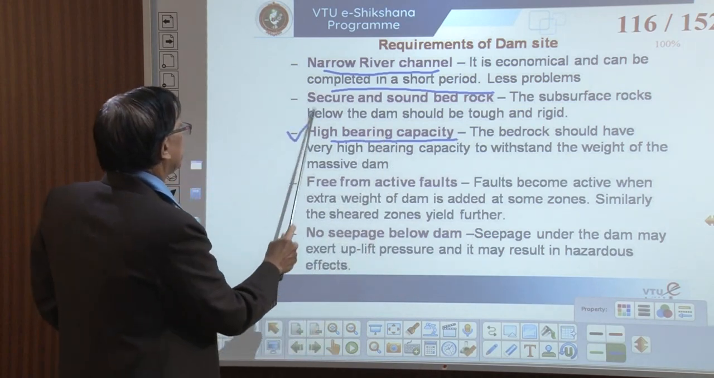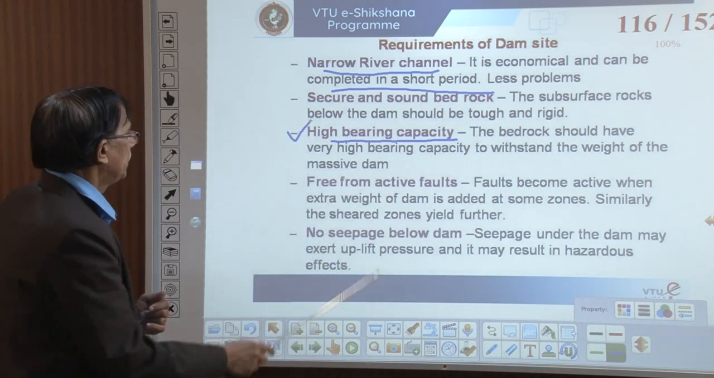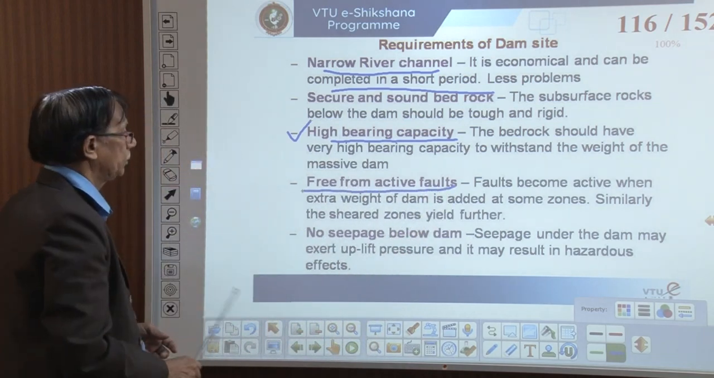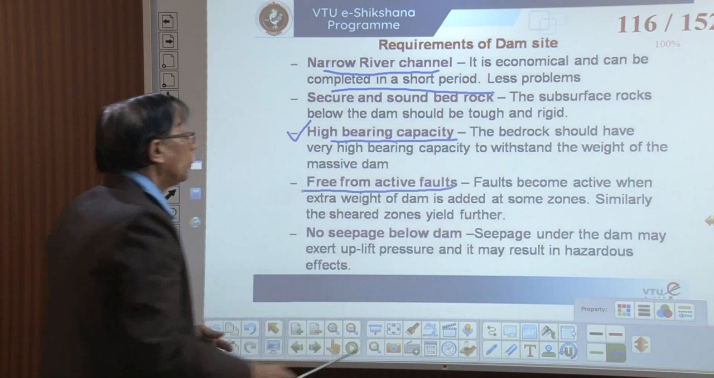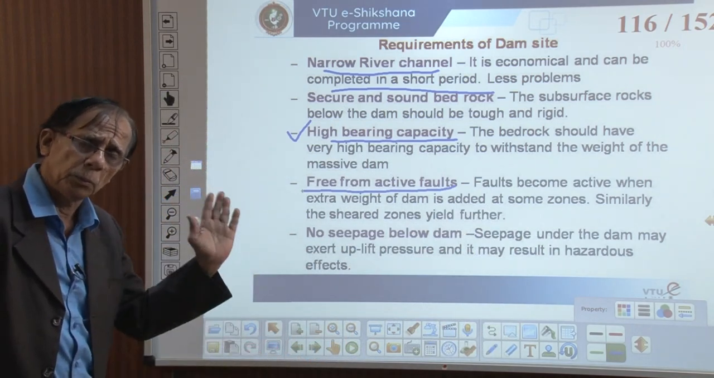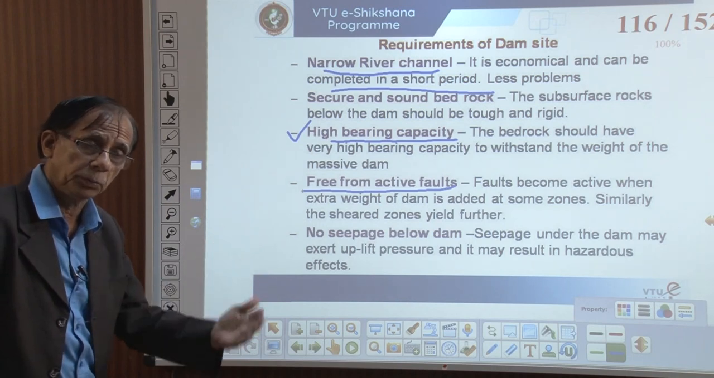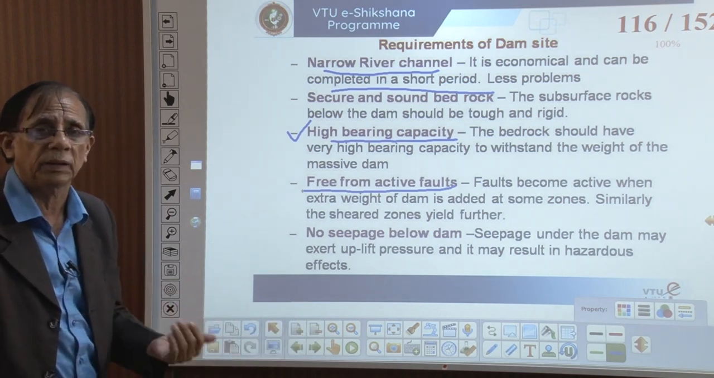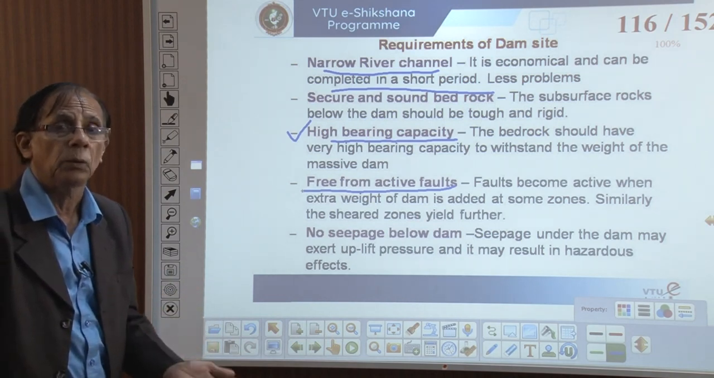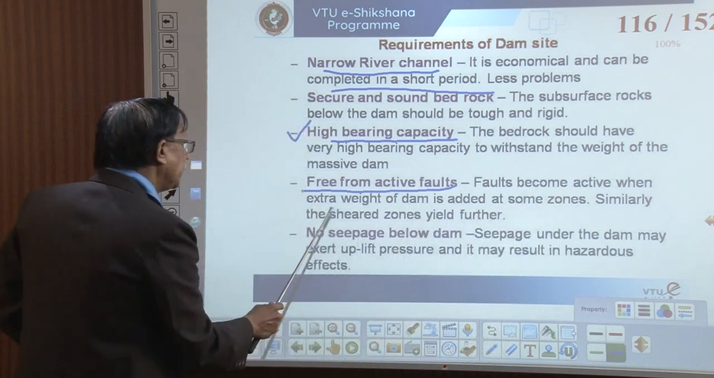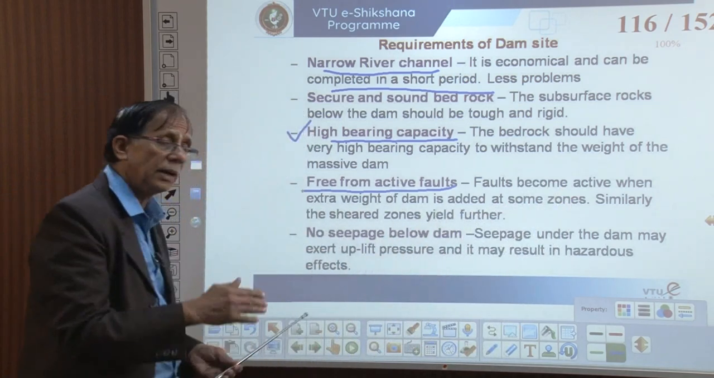We may not get this kind of condition. Free from active faults. If faults are present, they create problems. If faults are there, is it okay? Well above the dam site, just below the dam site, downstream of the dam, where faults are there, how to take precaution, how it affects. Faults become active when the extra weight of the dam is added.